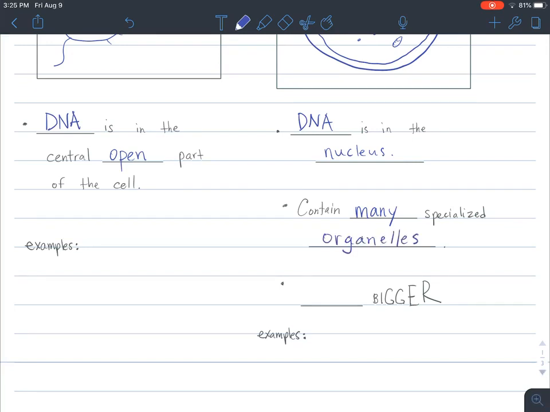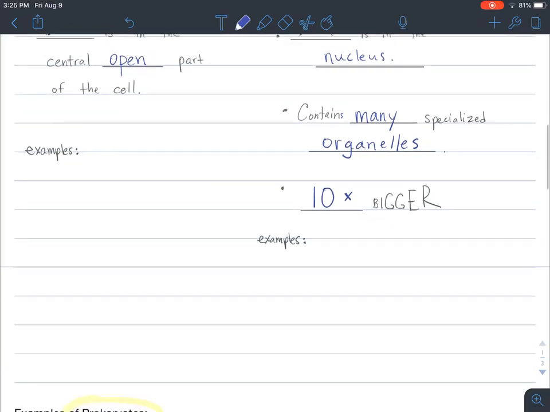Now, if you think about organelles, they're like miniature organs within the cell. So if you think about our organs in our body, how they all work together to allow us to be who we are and to breathe and run and use our muscles, a cell has basically structures like that within it that help it do its jobs too. So a eukaryotic cell contains many specialized organelles. And also, these cells are 10 times bigger than a prokaryotic cell. So it's a lot easier to see one of those under a microscope.